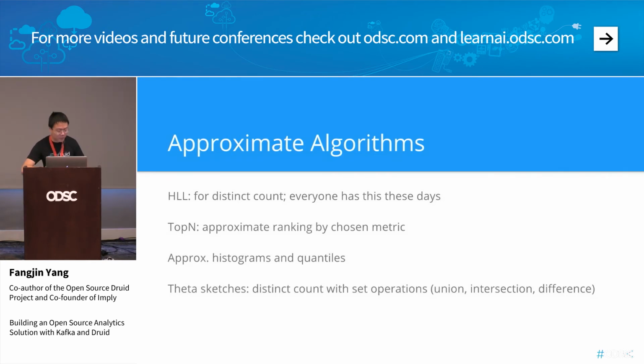Druid also supports a bunch of different types of approximation algorithms to make queries really fast. It supports HyperLogLog for distinct count. It supports top-N queries for doing rank and order type queries. It supports approximate histograms and quantiles and other sketch algorithms that are primarily designed to work with sets.